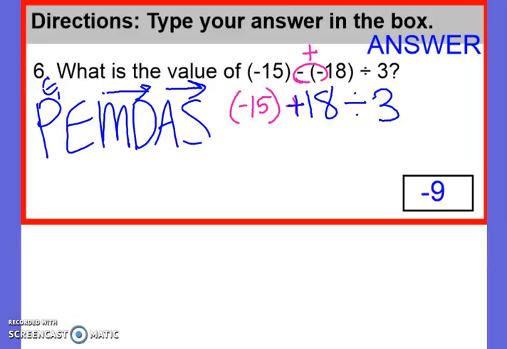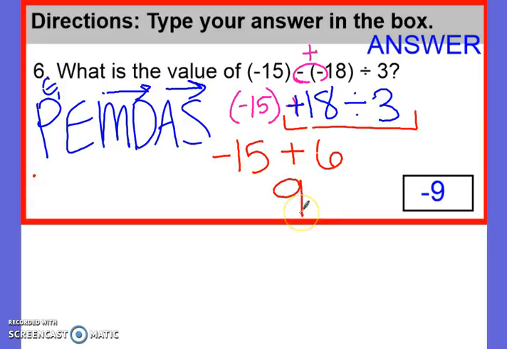And sure enough, right here. So this is a positive 18 divided by 3, which is a positive 6. Drop down your negative 15. So then this is just integer rules. Negative 15 plus 6. Opposite signs, I subtract. So 15 minus 6 is 9. You keep the sign of the larger number. If that was just like, wait, what did she say? Remember, just put it in your calculator for right here, okay?